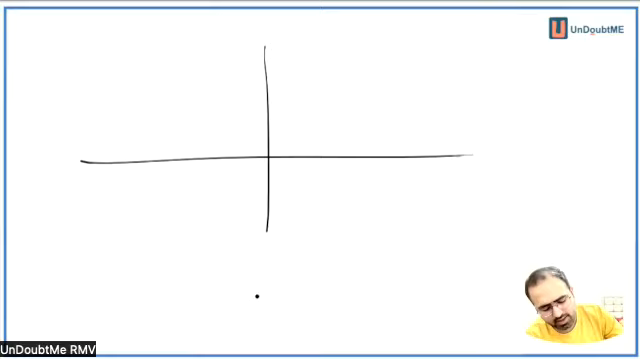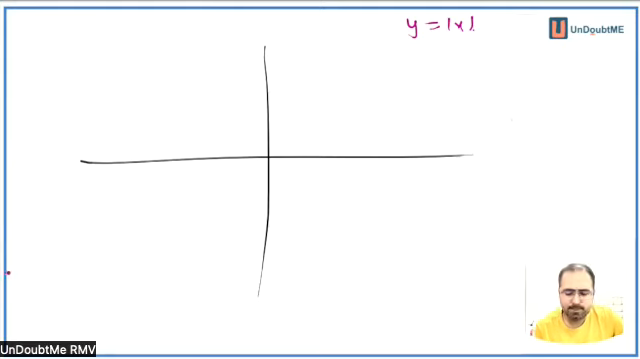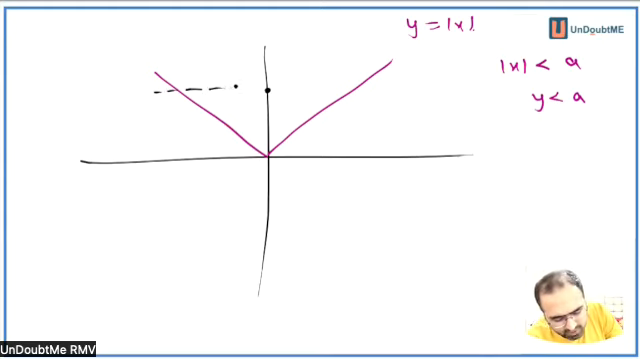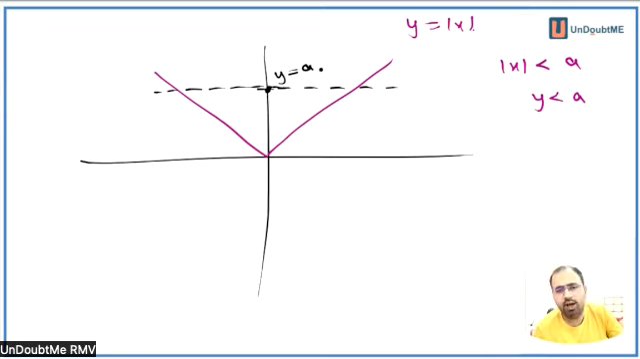Any one of you can tell me how the graph of mod x looks like? The graph of mod x is a V-shaped graph which looks like this. This is a basic requirement. Everyone should know this. Now, when I'm saying mod x is less than a, indirectly I'm saying y is less than a. So y is equal to a. Let's say this is the line we are talking about.